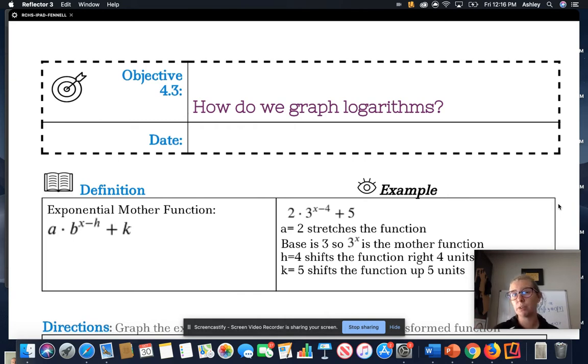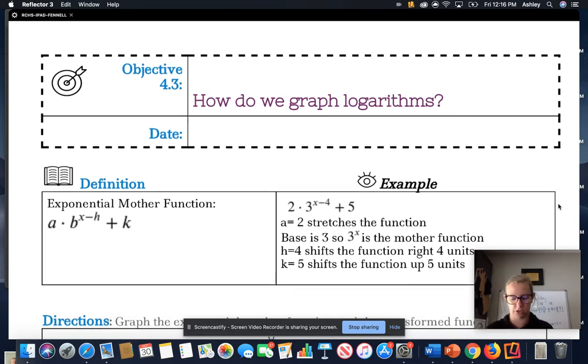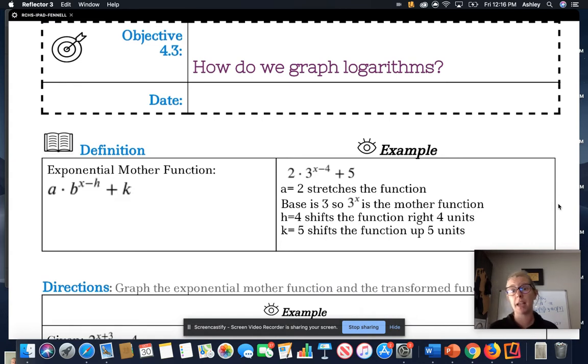And first we need to review graphing exponential functions. So we're going to start there. And some of this actually might be new depending on how much you got through last year. So let me know if we need more on this.